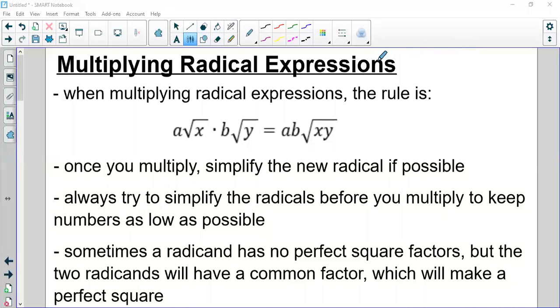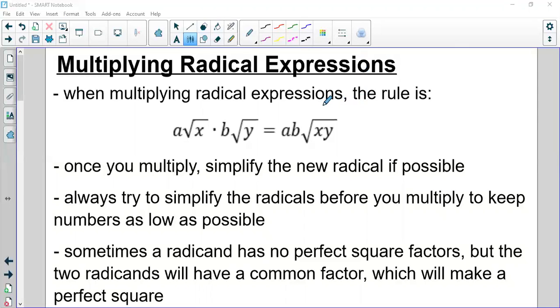Okay, today we're going to multiply some radical expressions. You simplified individual radicals one at a time, but now we're going to put two of them together, or even three of them together. You can put multiples together, and then simplify them from there. So here's our multiplying rule.